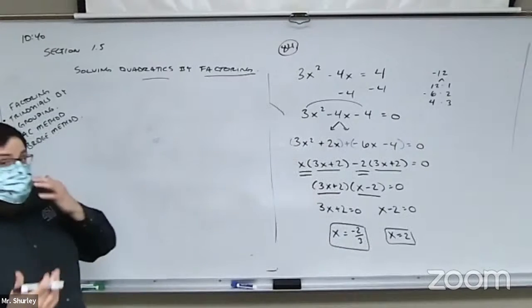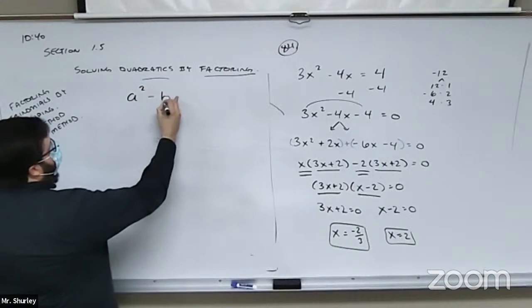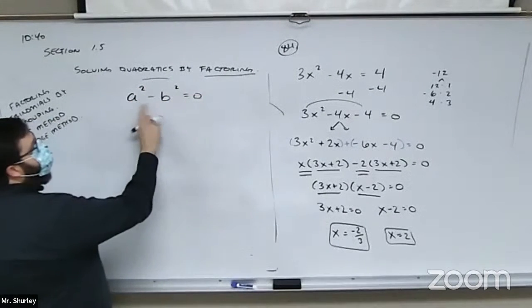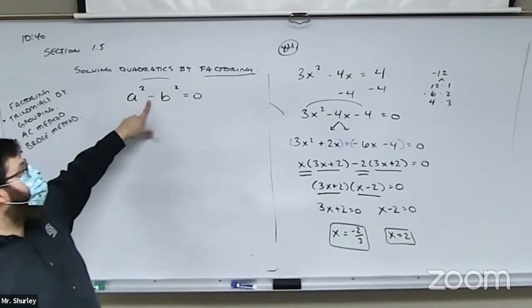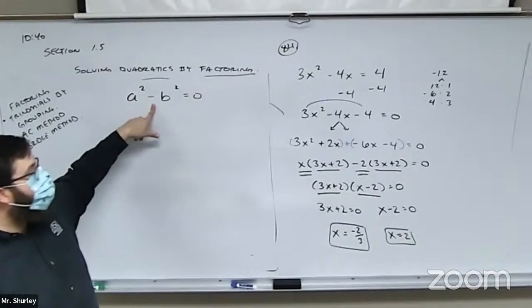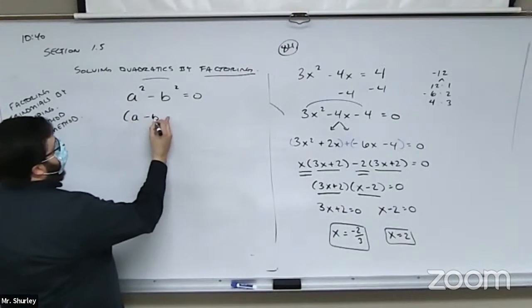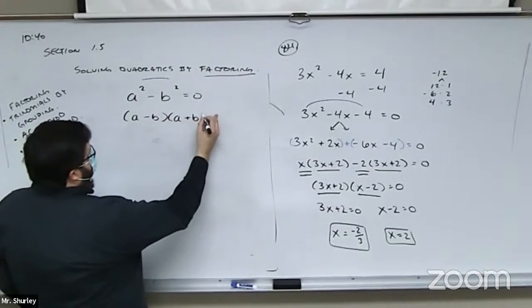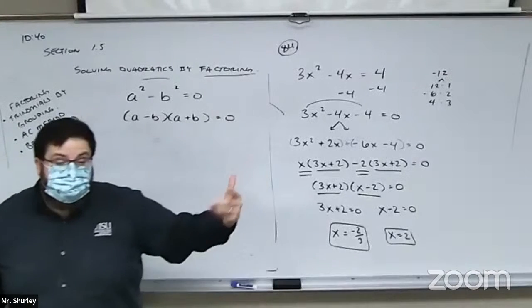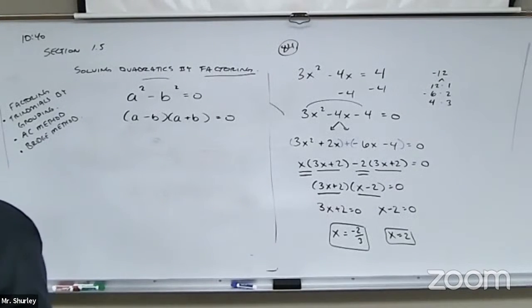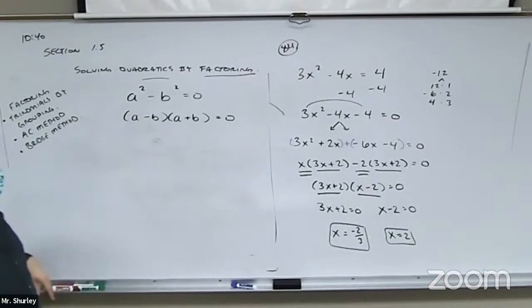A difference of squares looks like this. If we have any two terms that can be squared, right? And there's a subtraction sign. It's called difference. We can factor this one really, really easy. It's a minus b times a plus b. And these two factors are called conjugates, okay? They've got a name and they're important. They'll pop up again, but they're called conjugates.